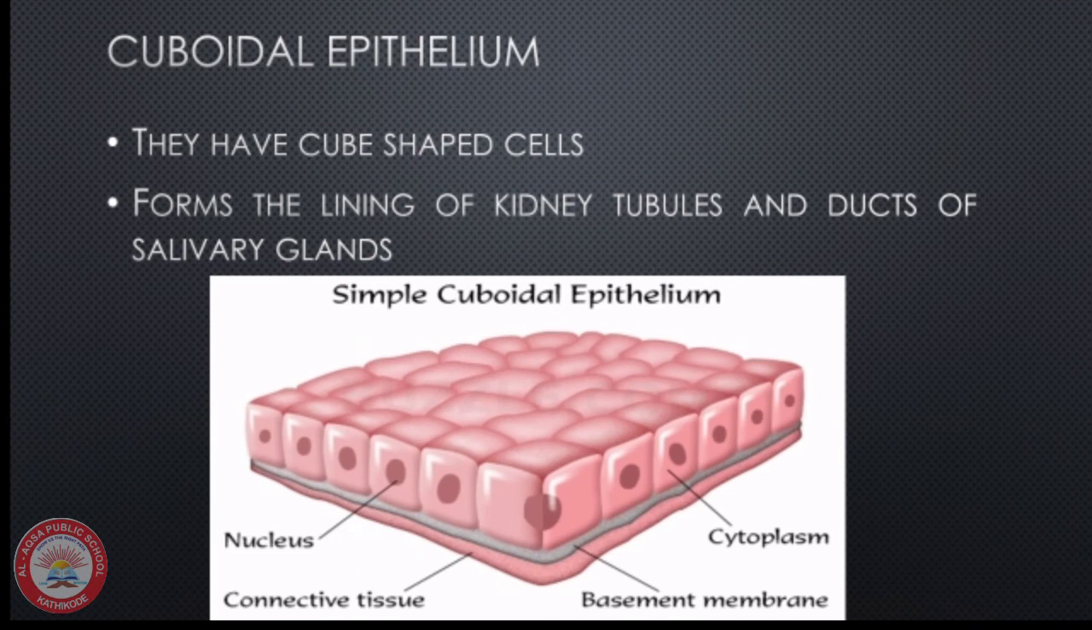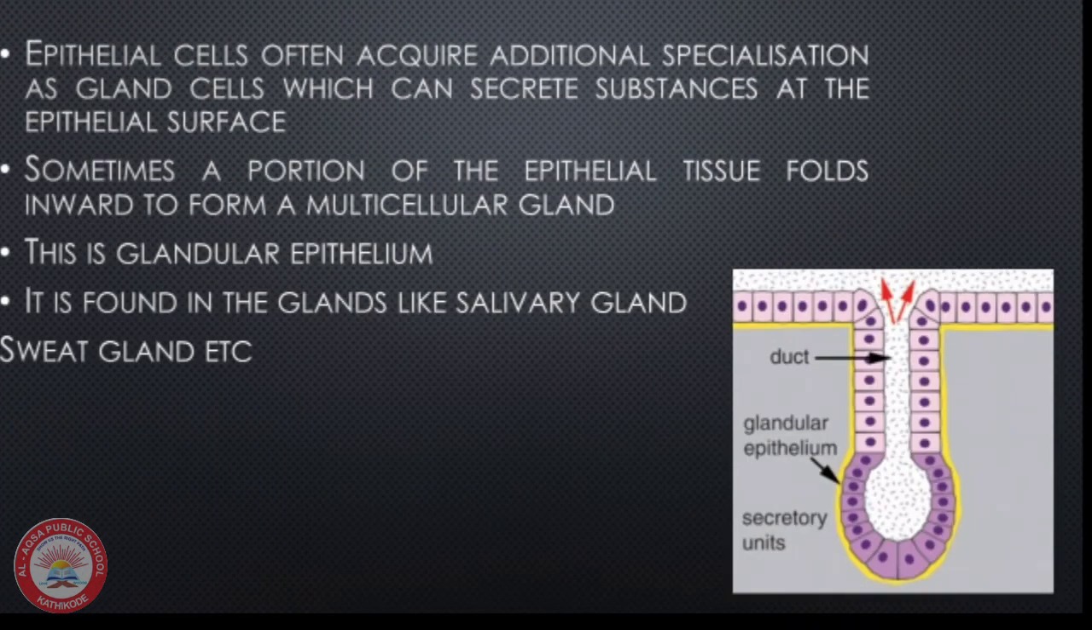Cuboidal epithelium. They have cube-shaped cells. It forms the lining of the kidney tubules and the ducts of salivary glands. Sometimes epithelial cells become specialized as gland cells. Gland cells have the capacity to secrete substances at the epithelial surface. Sometimes a portion of the epithelial tissue folds inward to form a multicellular gland. This is called glandular epithelium. It is found in the glands like salivary gland, sweat gland, etc.